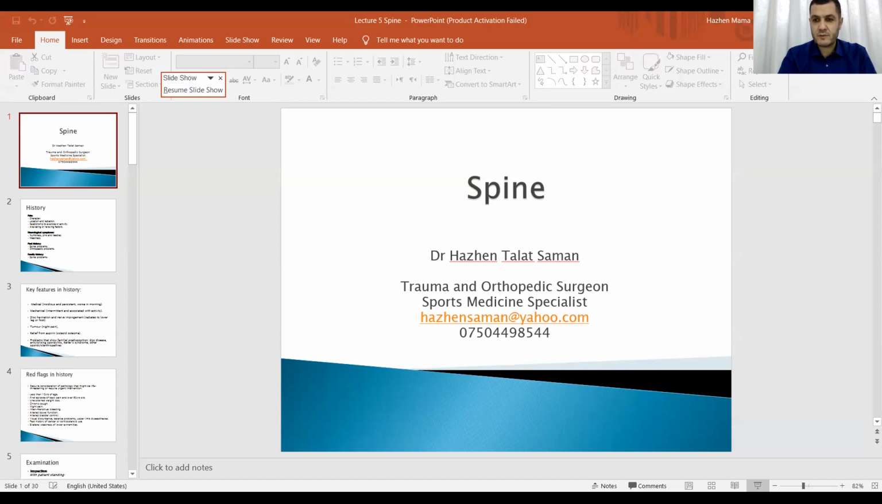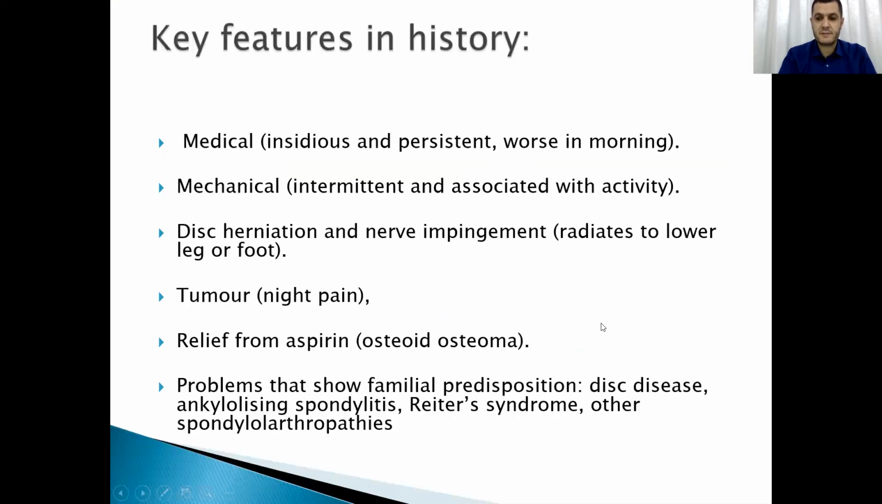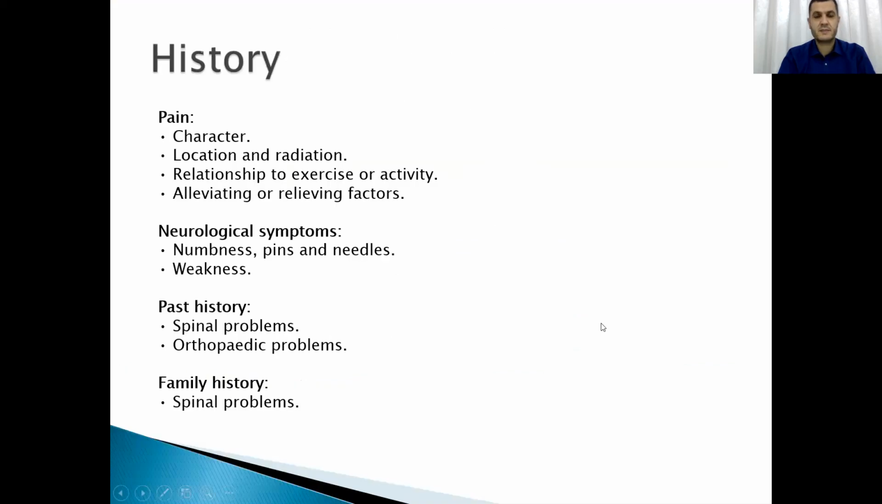The most common symptom in the spine is pain. We have to first ask about the history. Pain character: sharp pain, dull pain, or location of the pain, whether it is in the back or is there any radiation to the lower limbs, relationship to exercise or activity, whether it's increased by exercise or activity or not. Is there anything that removes the pain, like a special position?